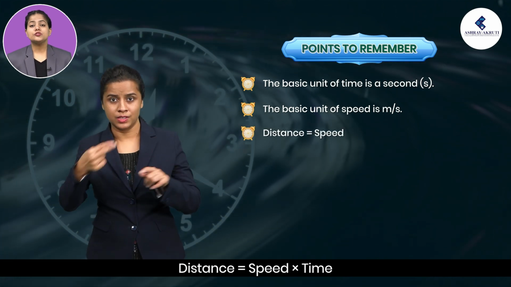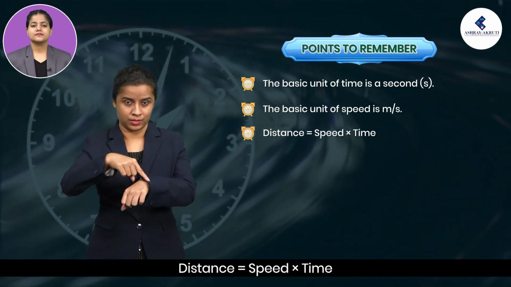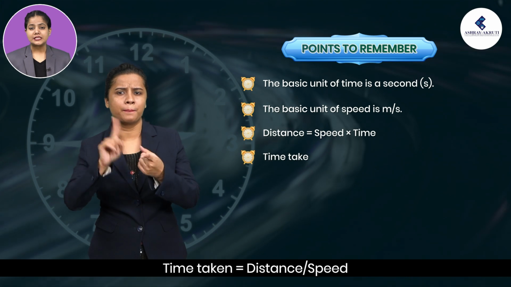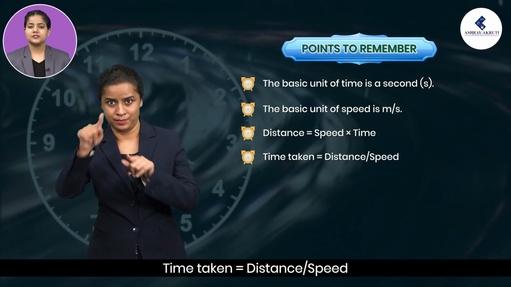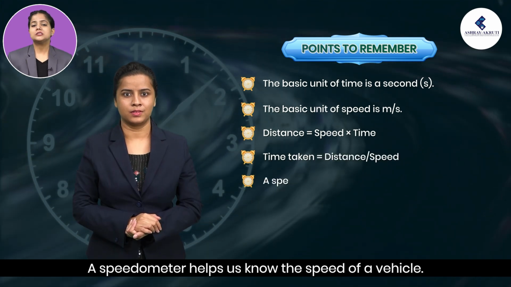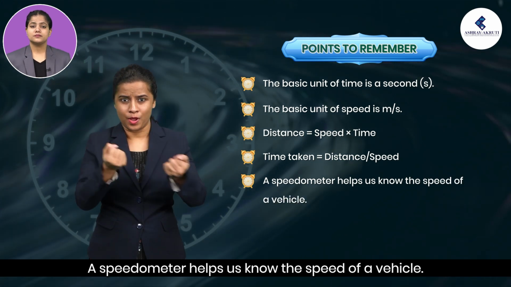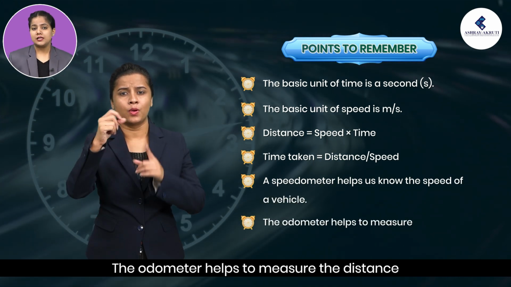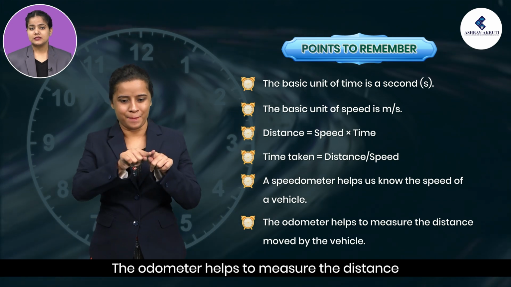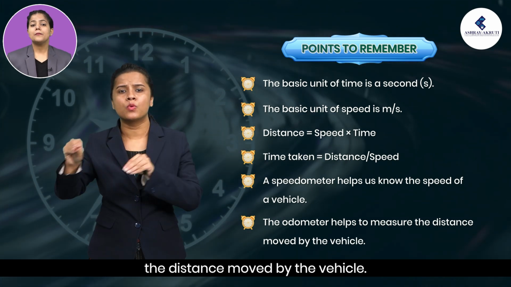Distance is equal to speed into time. Time taken is equal to distance by speed. A speedometer helps us know the speed of a vehicle. The odometer helps to measure the distance moved by the vehicle.